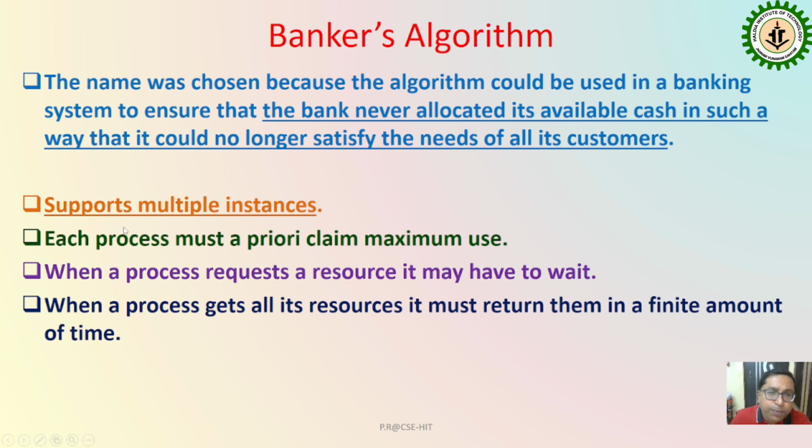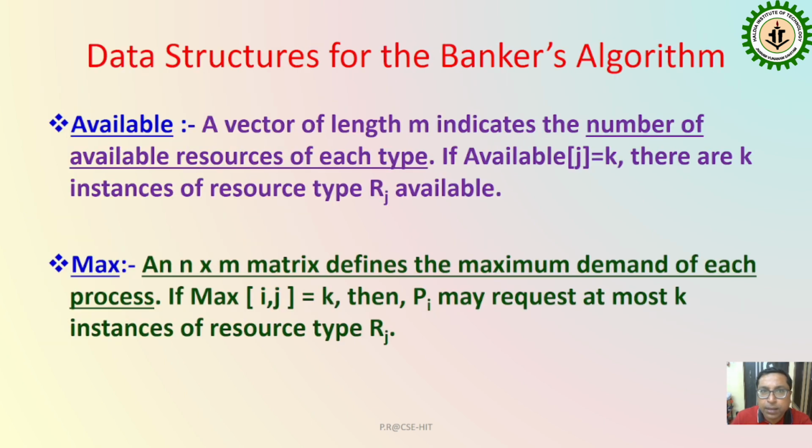Banker's algorithm supports multiple instances. Each process must a priori claim its maximum use. When a process requests a resource, it may have to wait. When a process gets all its resources, it must return them in a finite amount of time.